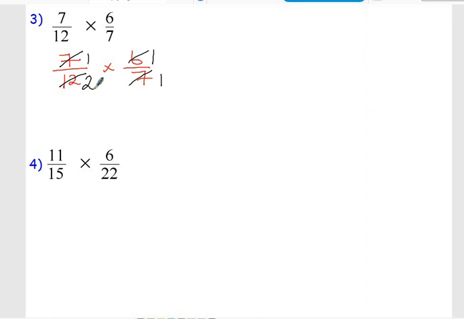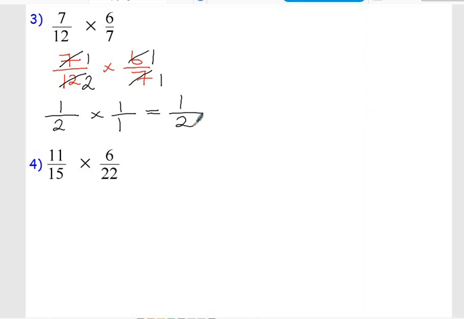Is there any cross cancels this way? 1 and 2, no, and then 1 and 1. So we've basically got 1/2 times 1/1. Multiplying the tops, 1 times 1 is 1, 2 times 1 is 2. So our answer equals 1/2. Going on to example number 4 then.